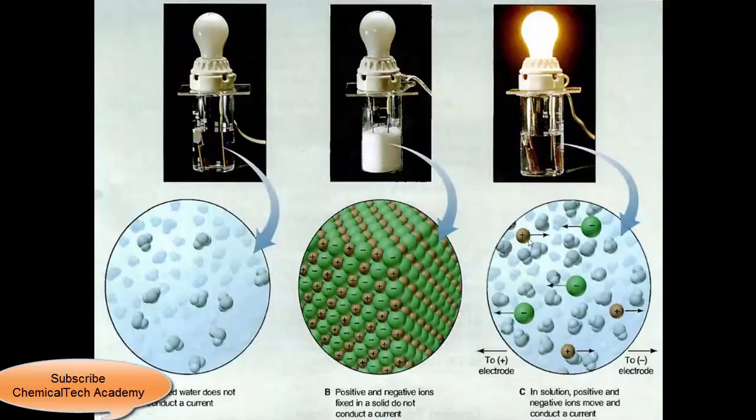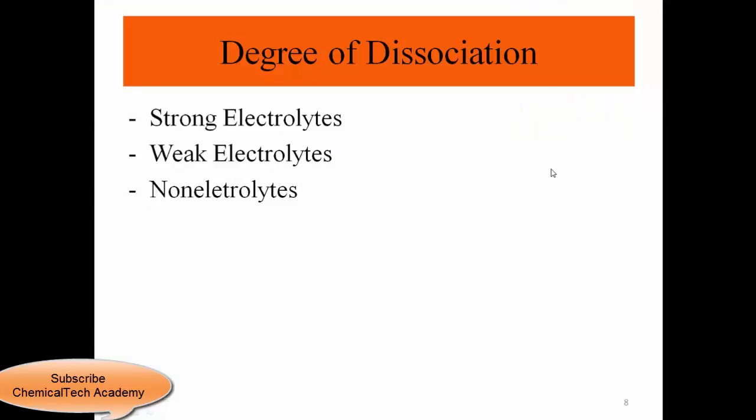And the third one, because we dissolve this ionic compound in water and they dissociated, as you see here in this example, we have the positive and negative ions move and conduct the current. So as you see here, the lamp is on. So it means that the solution is an electrolyte.